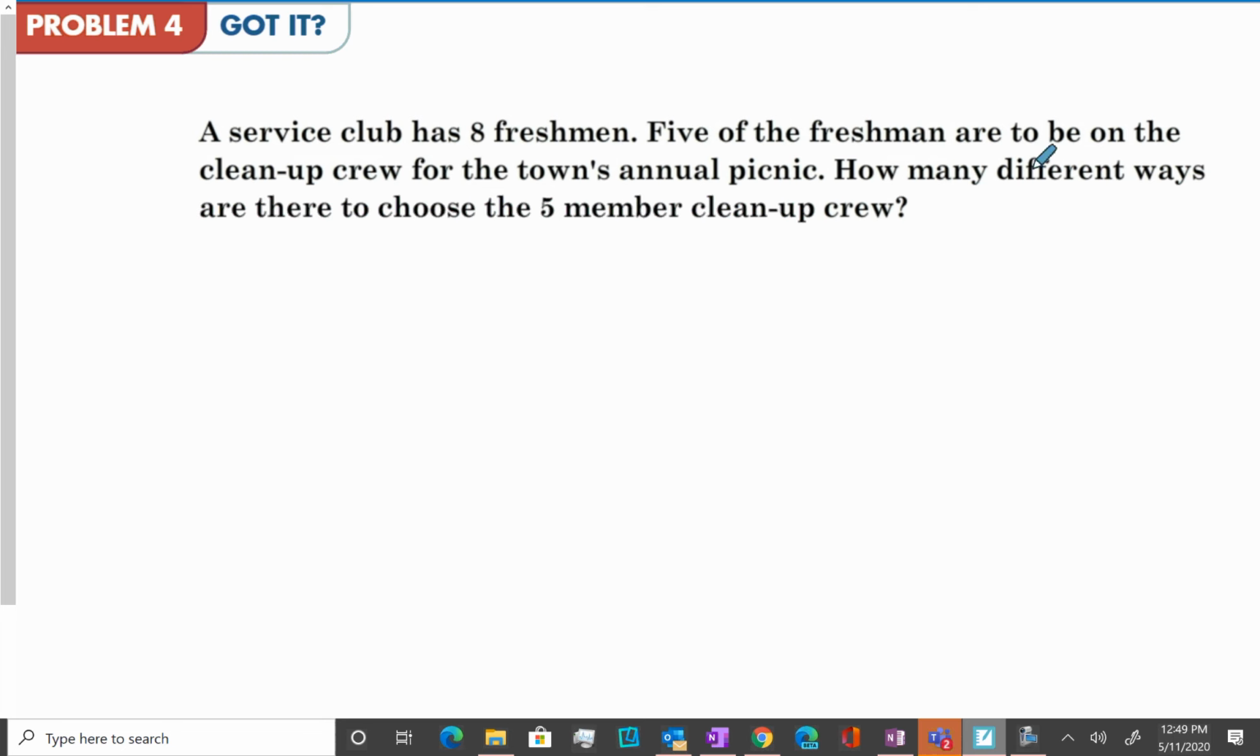And then you can go ahead and do this. As you read this question, a Service Club has 8 freshmen, and 5 of them are to be on a cleanup crew. How many different ways? Well, you're choosing from 8, right? So there's your n. And how many are you actually picking from those 8? 5, right? So that's your r. Now, is it a combination? We already know it's a combination because that's the title of this problem. But does the order matter? Does it matter if Greg is picked first rather than Amaya?